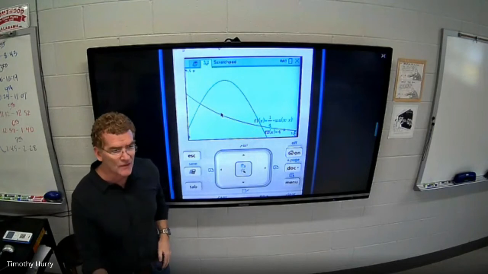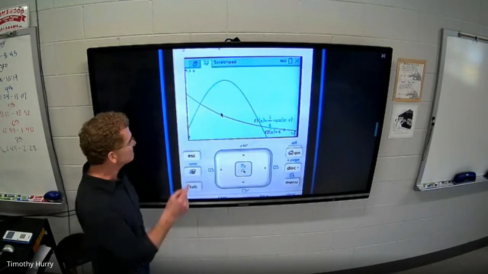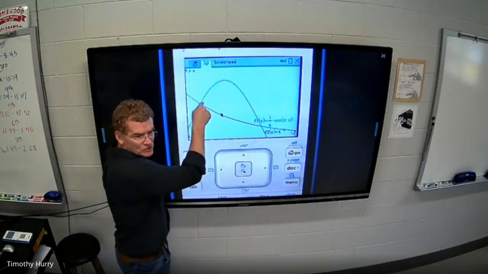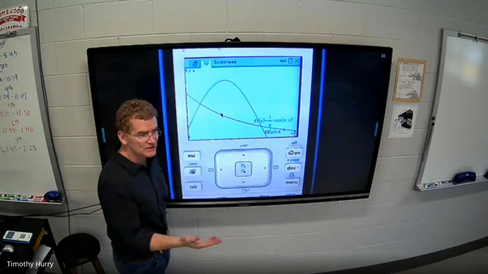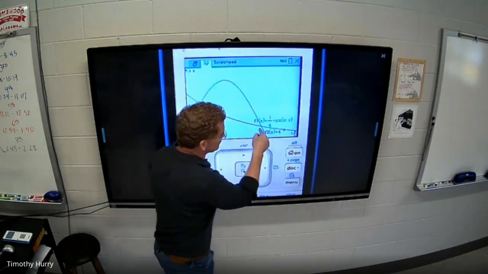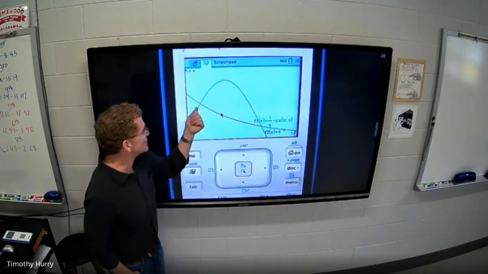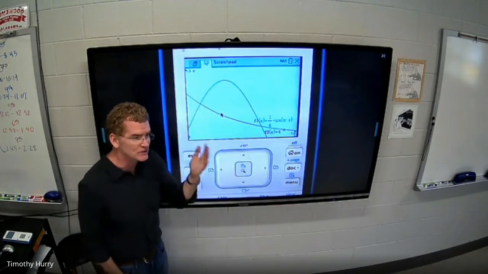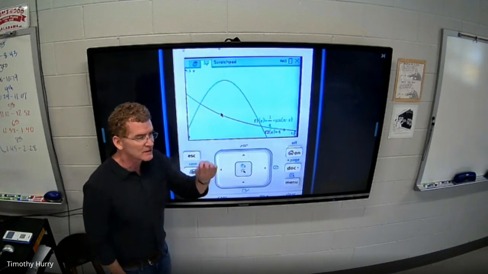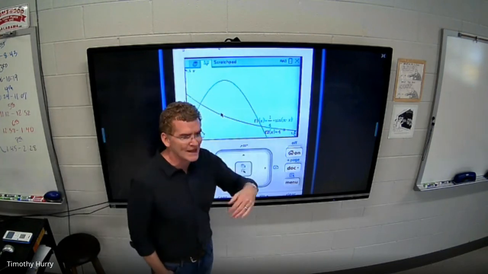So on the 84, here's where you got to be careful. On the 84, when I find that first intersection, it automatically stores it as X. What happens if I then go over here and find the second intersection? It stores over it. So make sure when you find the first one that you go back to your screen, store that as an A. And then when you find your second one, store that as like a B.